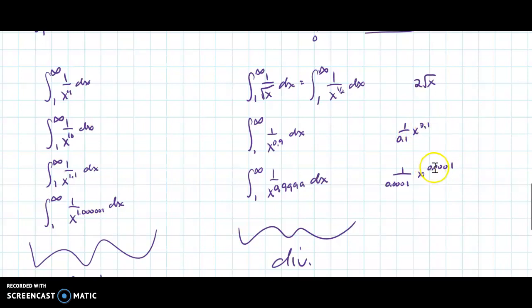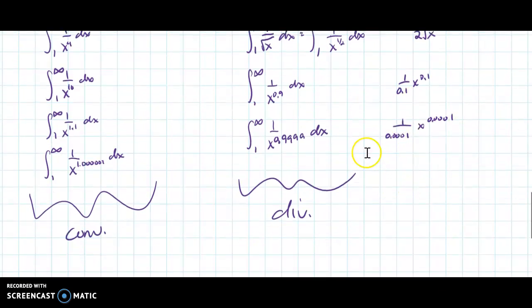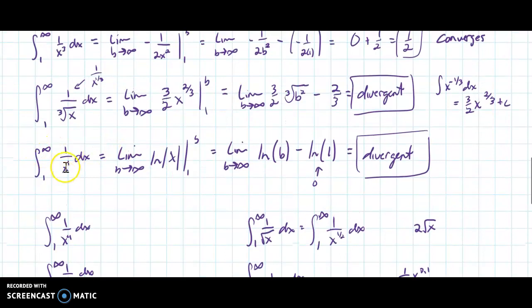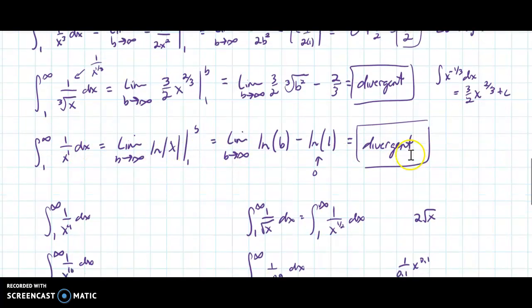Even this one, x to the 0.0001, if we let that go to infinity, it's going to go to infinity. Even if I'm dividing it, well, actually that's multiplying it by a pretty big number, but it doesn't matter what number's out front. This will go to infinity. So all of these will diverge, and all of these will converge. And remember, 1 over x to the first goes to an ln, which also diverges.